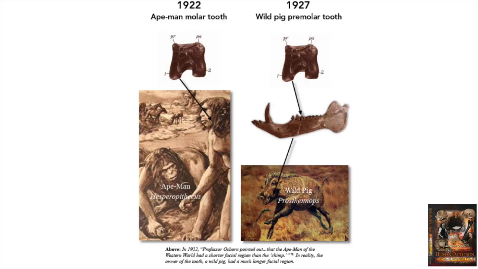But after the first day, they said, okay, we plead guilty. So they didn't have to go on the stand. And it was just a real slimy thing they did. But what happened? It was a pig. So in 1922, it's an ape man. In 1927, it's a pig.